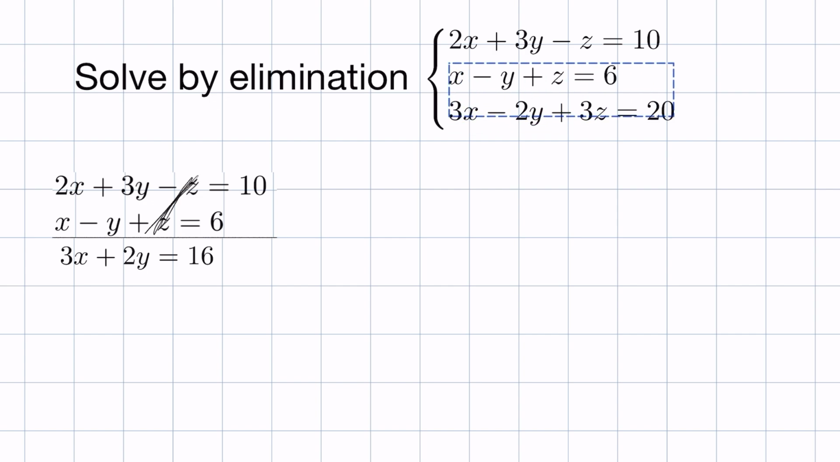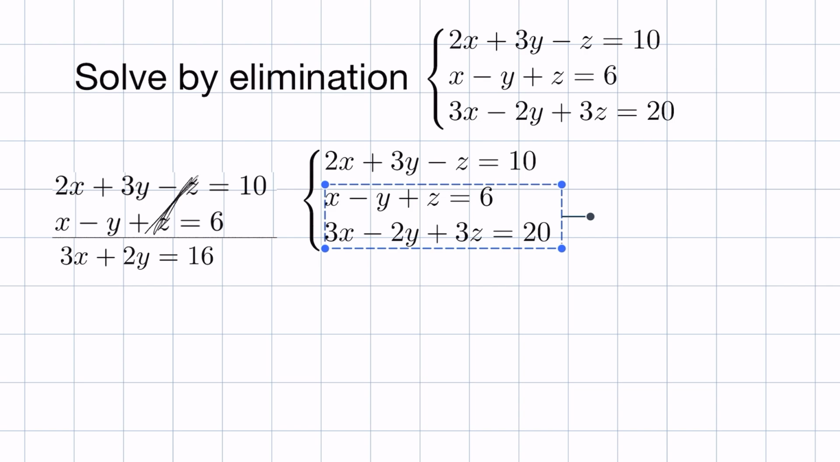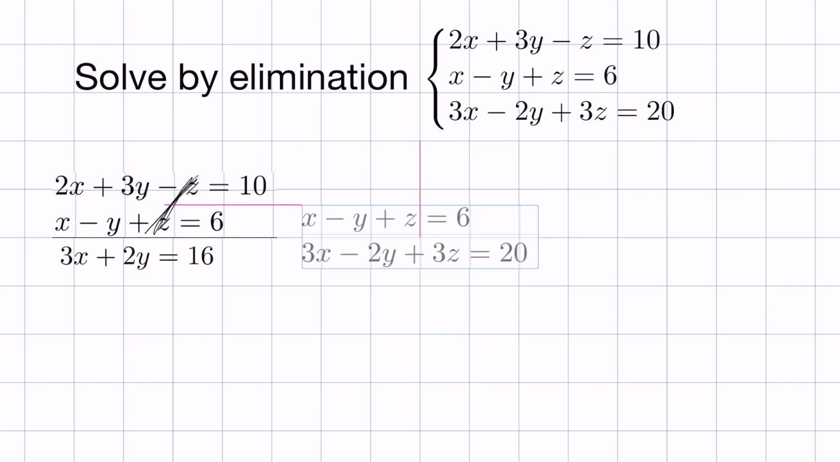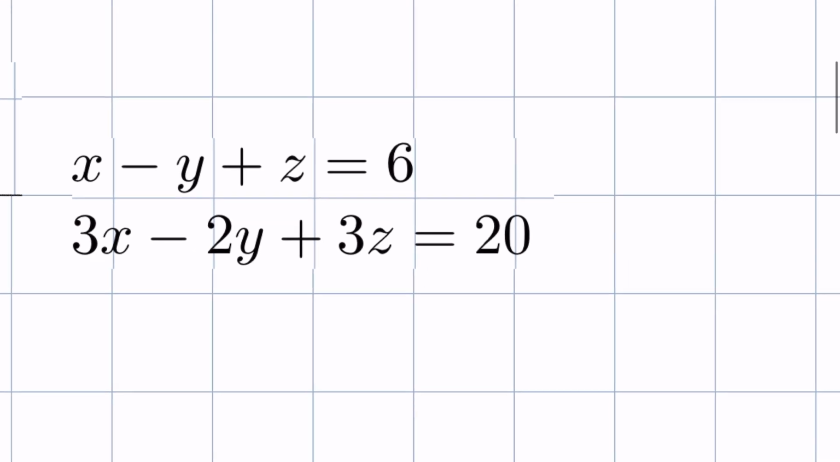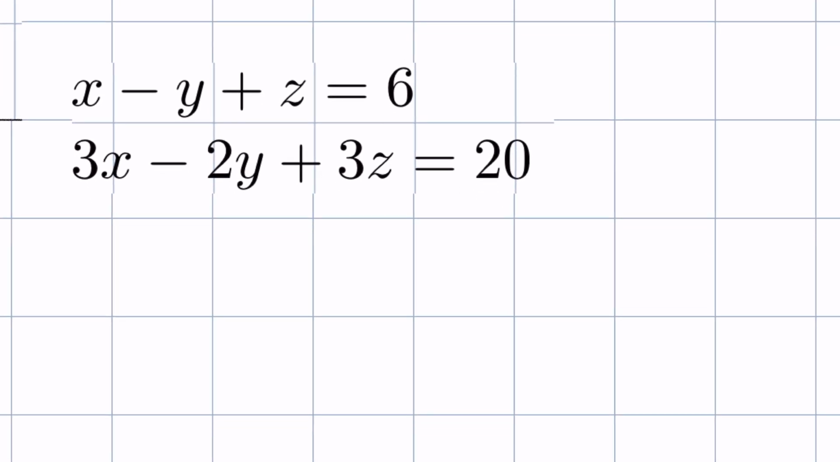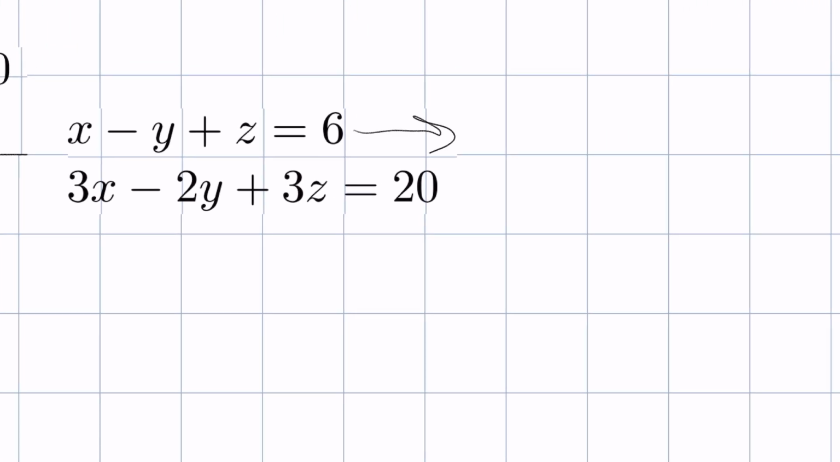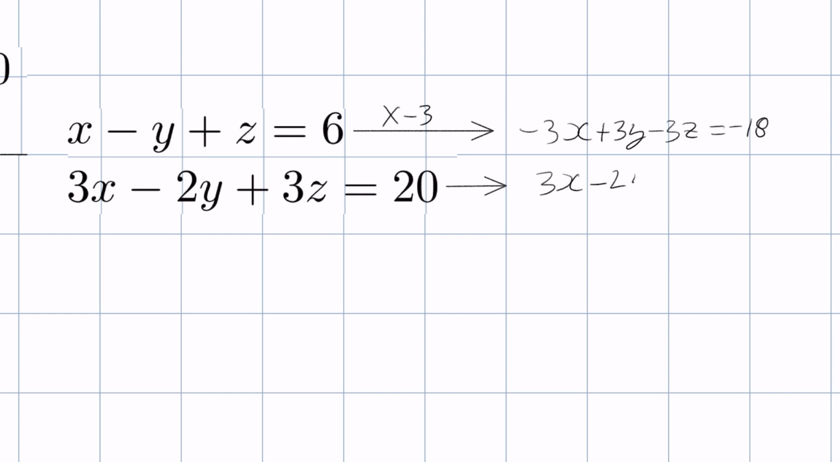Now let's look at the bottom two equations. So here, we cannot eliminate z right off. We need to do something to get the z values to have the same and opposite values. Same absolute value, opposite actual values. I'm going to multiply the entire top equation by negative 3. Negative 3x plus 3y minus 3z is negative 18. This equation will remain completely unchanged.